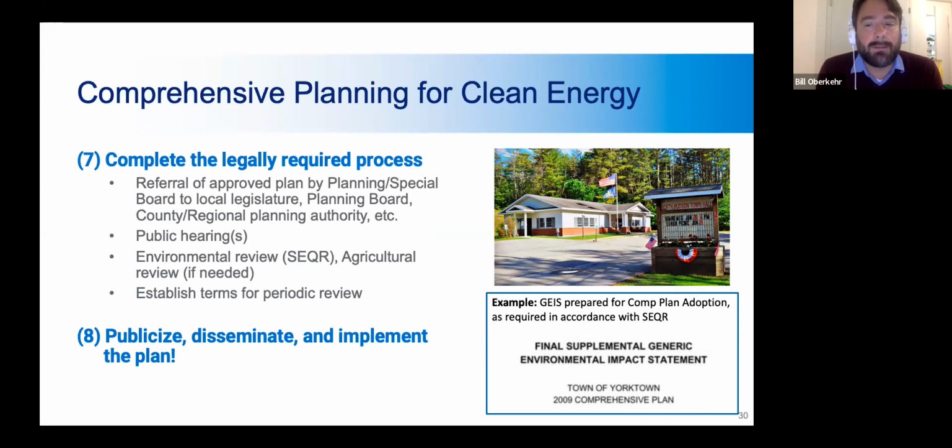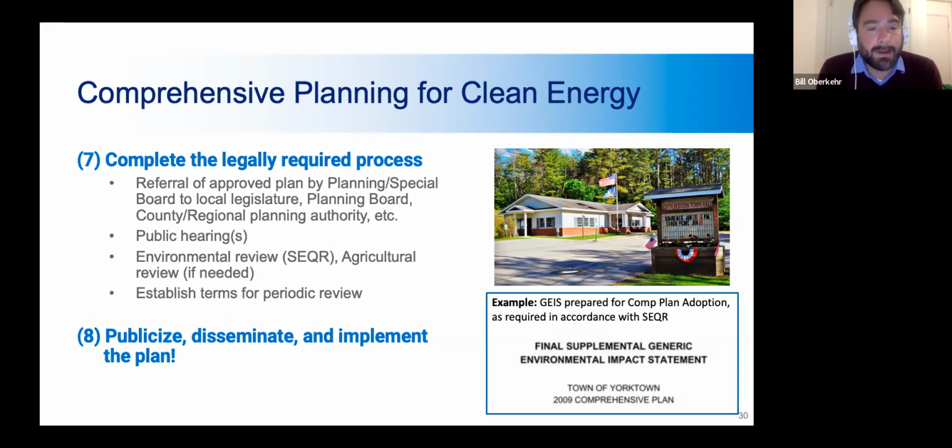And then once we have our clean energy component, we're going to complete the legally required process to get it into action, which is referral of the approved plan by a planning board to the local legislature, the planning board, county regional planning authority, etc. Basically what this is saying is that any and all of these bodies may be legally required to look at this, certainly the county, and then others, I think, bearing more on the local level.